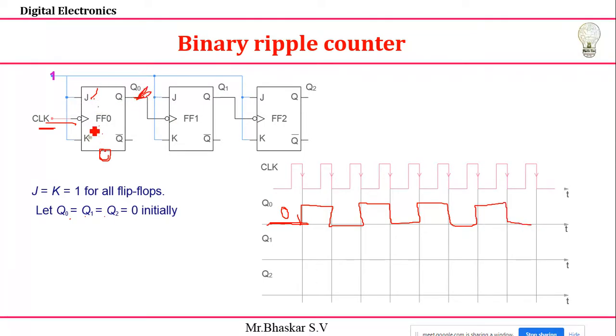Because JK value 1 is continuously given, for every falling edge of my clock, the values are changing because of JK value 1 1. So you are getting 1 0 1 0 1 0. Is it clear this one? How you are getting this Q0 value?